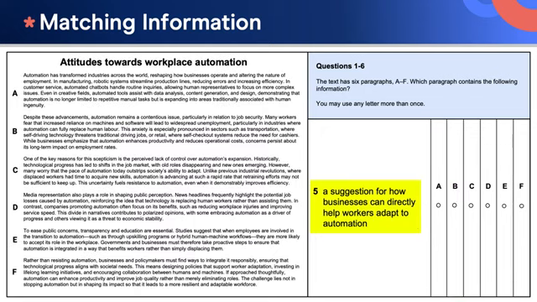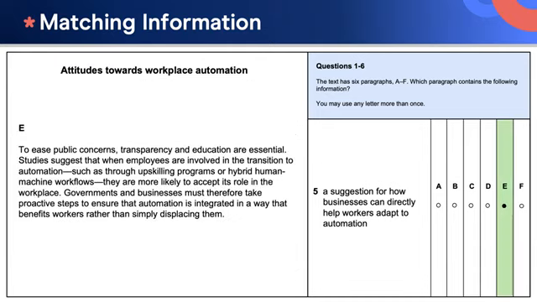Next, question 5 asks you to find a suggestion for how businesses can directly help workers adapt to automation. Some key words here include suggestion, businesses, workers, and adapt. The answer to this question is paragraph E. It says, businesses must therefore take proactive steps to ensure that automation is integrated in a way that benefits workers rather than simply displacing them. The focus here is on businesses helping workers to adapt.